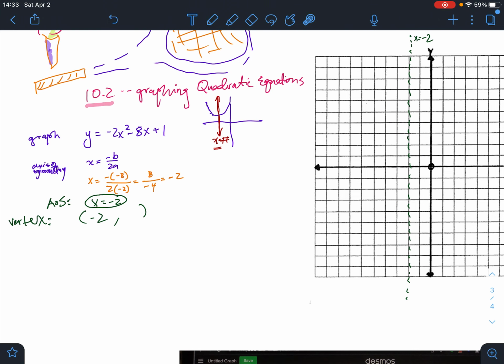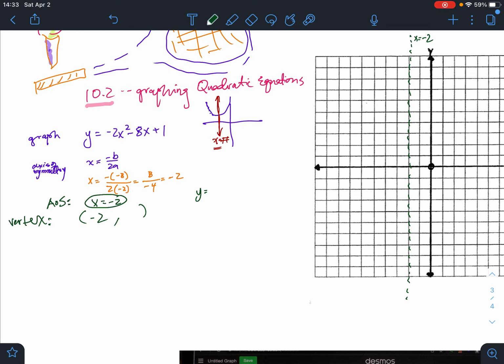Okay, so I'm going to plug in negative 2 for our x, and all I need to do is find our y. So how do I do that? I'm just going to plug in negative 2, of course, in for x, into the function itself. That's the only thing we can do. I'm going to skip a few steps. I'm going to plug in negative 2 into here and square it and plug it into here as well.